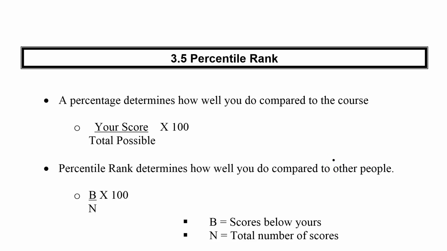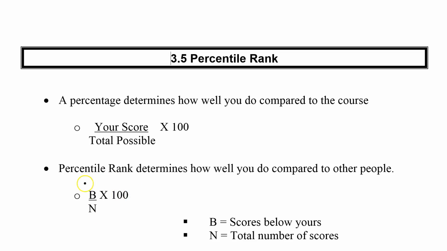So how do we calculate a percentile rank? We've got a lovely little formula here. B divided by N times 100. So what does the B and the N stand for? Well, the B stands for the number of scores that are below yours. So how many people did you do better than? You're going to divide that by N. And in statistics, N represents the total number of scores. How many people are taking the test? So scores below yours divided by total times 100.